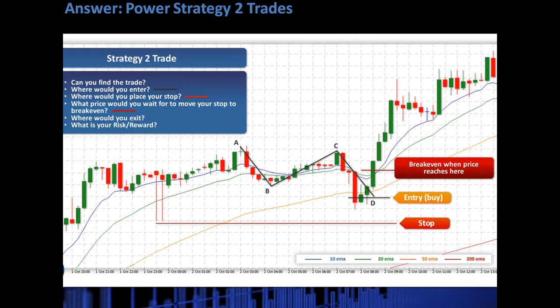So no matter what happens in the trade after this point right here, we're going to either come out at break even, meaning not lose any money, or we're going to come out at some sort of profit. Okay, so what about exit? I want you to pause the video and work out exactly where we would exit this trade.